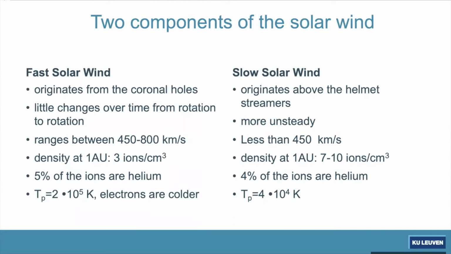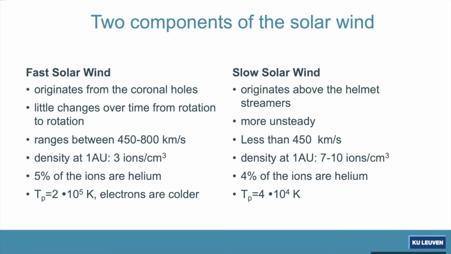So in summary of these two types of winds, the fast solar wind is believed to come from the coronal holes, while the slow solar wind is believed to come from the Helmet streamers. That's why it tends to be towards the equator. It is wherever the Helmet streamers are. The fast solar wind is steady. It doesn't change in time, and it is the same from rotation to rotation.